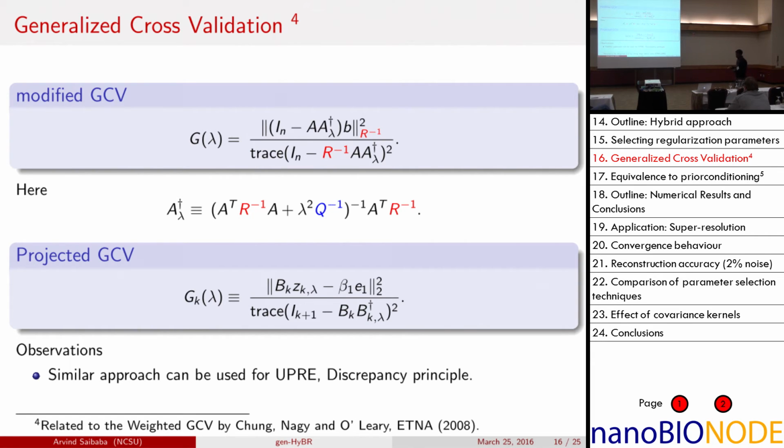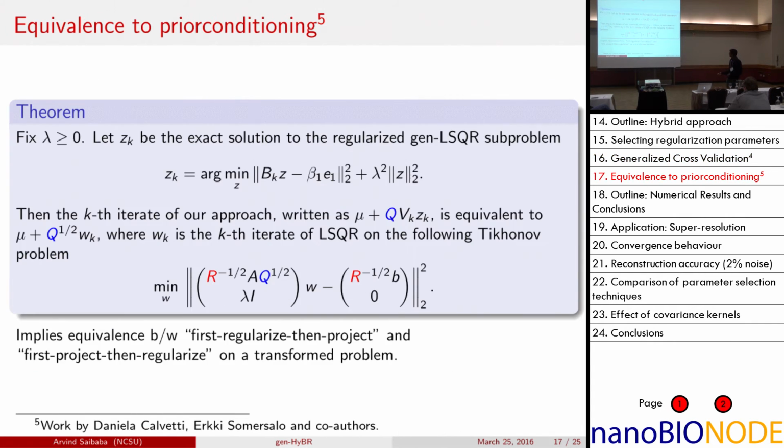And this pseudo-inverse now also has this prior information. But you can use the information from the generalized Golub-Kahan to project this onto a k-dimensional subspace. And if you recognize, this is very similar to what you would do with LSQR, but now the B_k contains information about the generalized singular values. So it incorporates the noise and the prior information in this B_k right here. And you can derive a similar approach for other parameter selection methods like UPRE and the discrepancy principle.